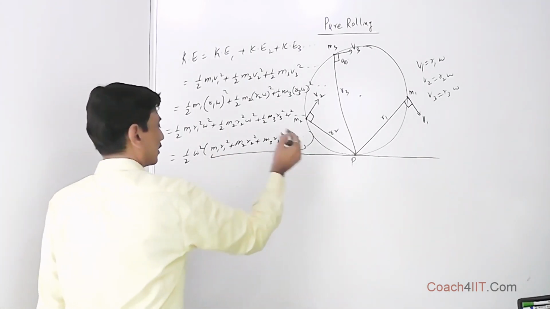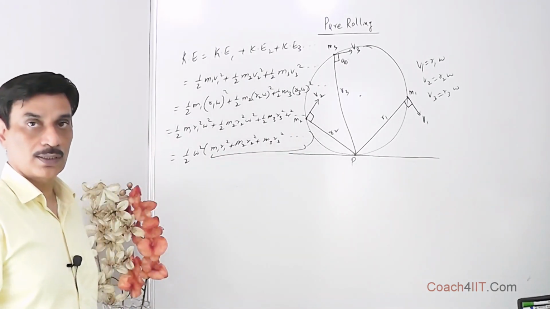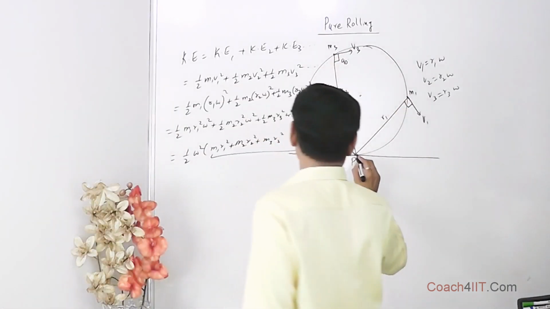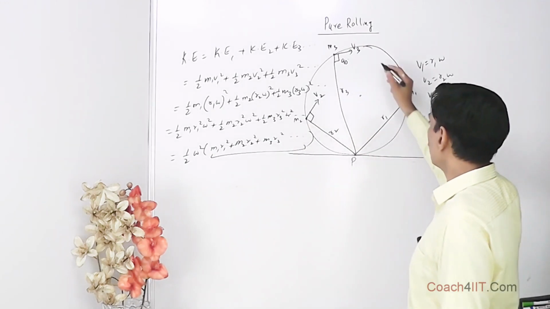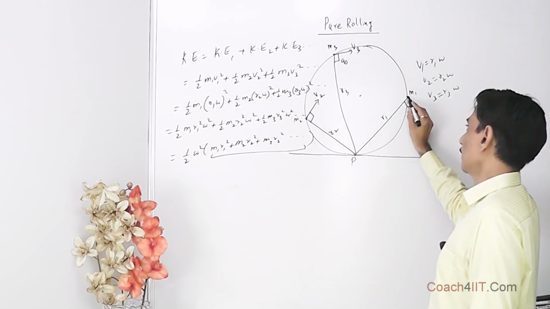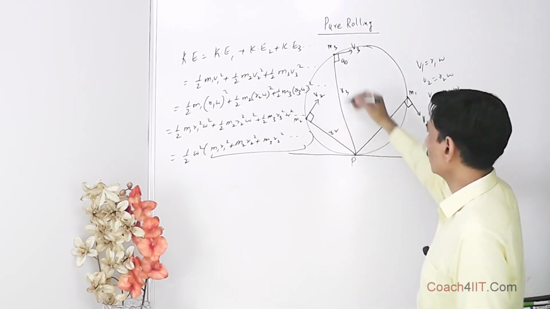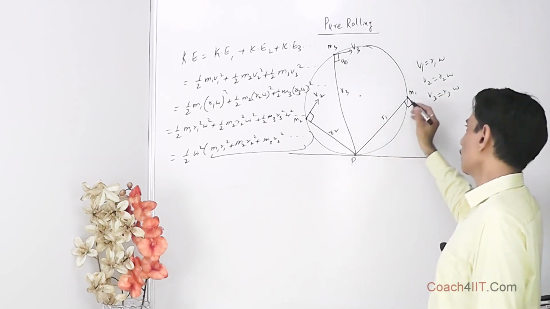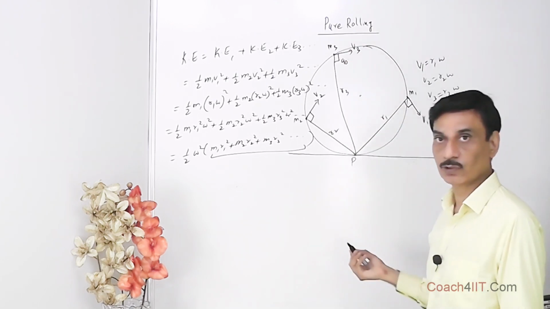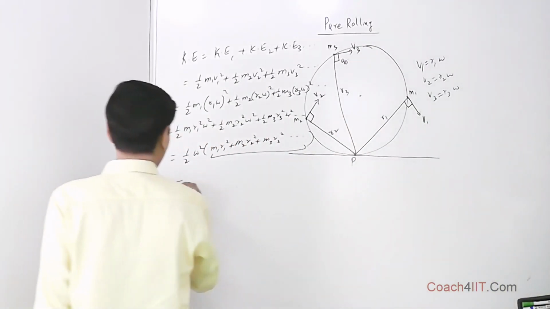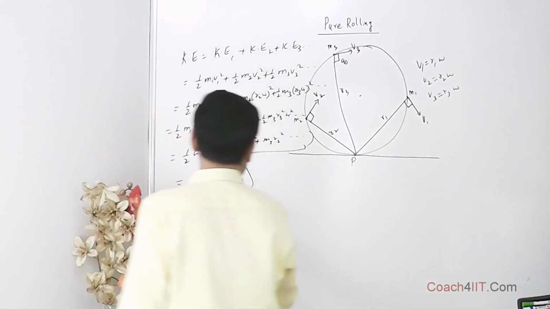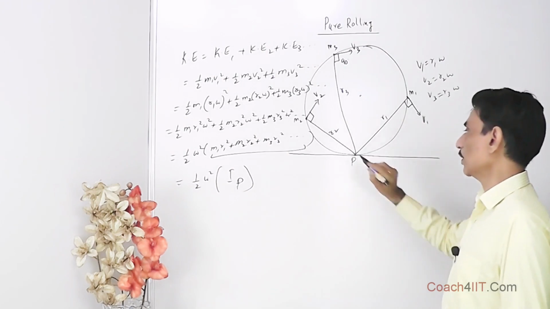What is this whole thing? This stands for the basic definition of moment of inertia of this body about this axis. If the body is made of very small particles, the moment of inertia about this axis of the whole body is the summation of moment of inertia of m1 about this axis plus m2 about this axis plus m3 about this axis, and the moment of inertia of a particle about this axis is obviously m1 R1 square plus m2 R2 square plus m3 R3 square and so on. So this can be written as half omega square times IP, that is the moment of inertia of this whole body about this axis.